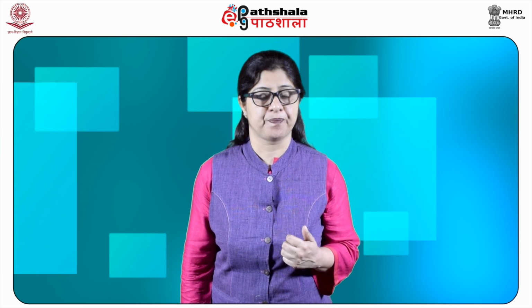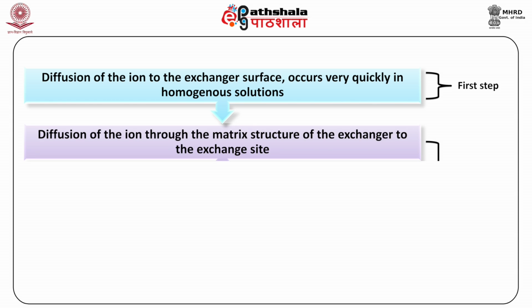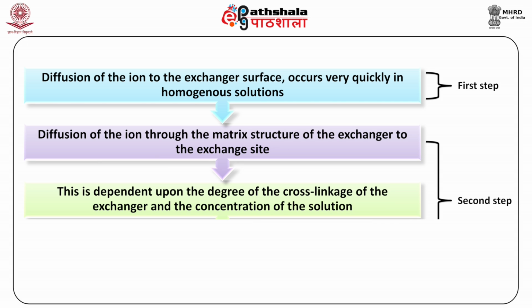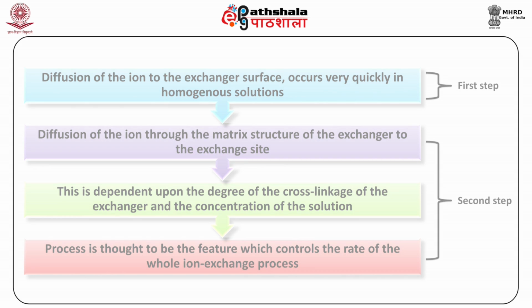The actual ion exchange mechanism is thought to be composed of 5 distinct steps. Firstly, diffusion of the ion to the exchanger surface. This occurs quickly in homogeneous solutions. Secondly, diffusion of the ion through the matrix structure of the exchanger to the exchange site. This is dependent upon the degree of cross-linkage of the exchanger and the concentration of the solution. This process is thought to be the feature which controls the rate of the whole ion exchange process.